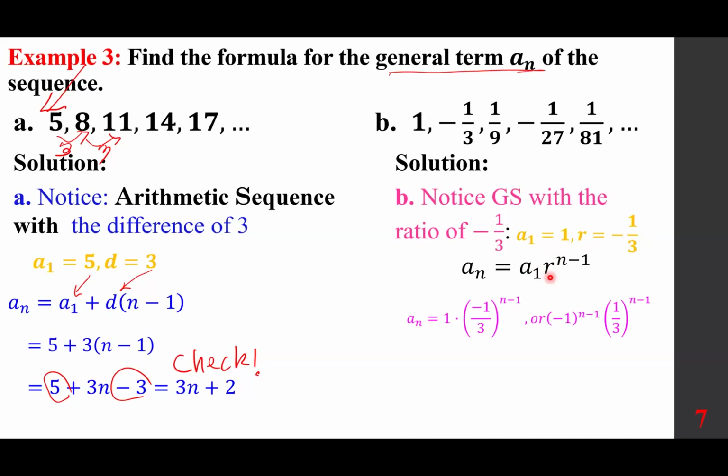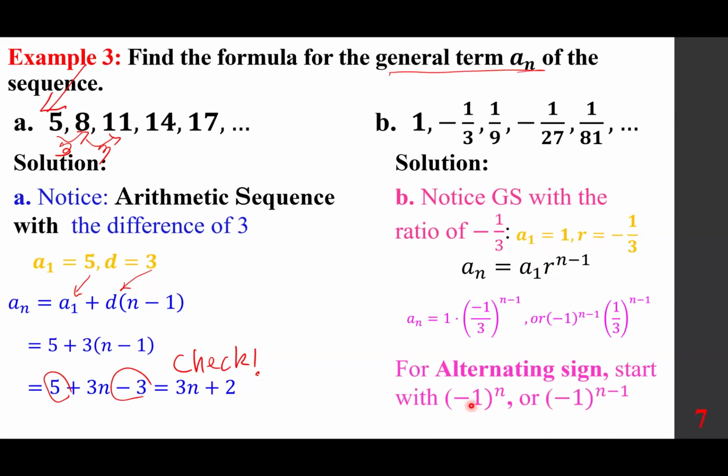Now, 1 times negative 1/3 to the power of n minus 1. Anytime we have a negative sign, we want to separate that into a format of negative 1 to some power. So we take negative 1 to the power of n minus 1, and then 1/3 to the power of n minus 1. Because in general, for alternating signs, we use one of these two.